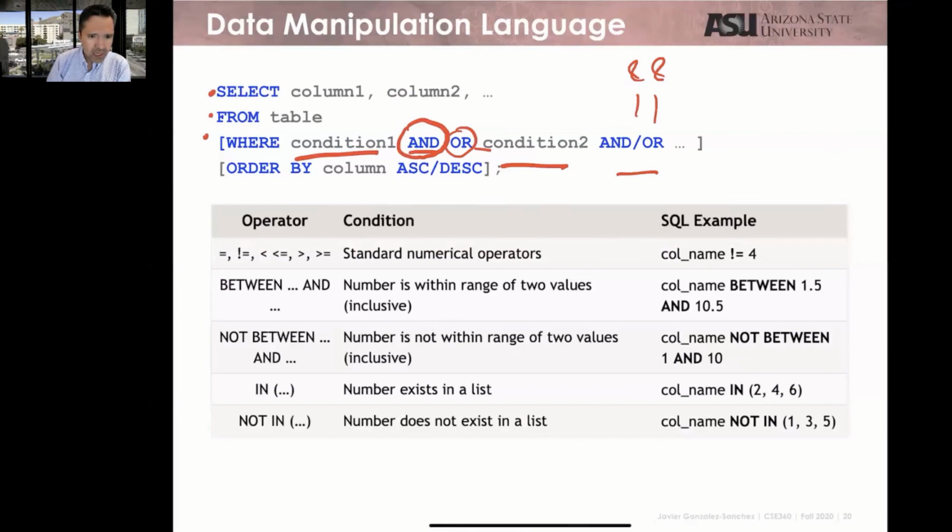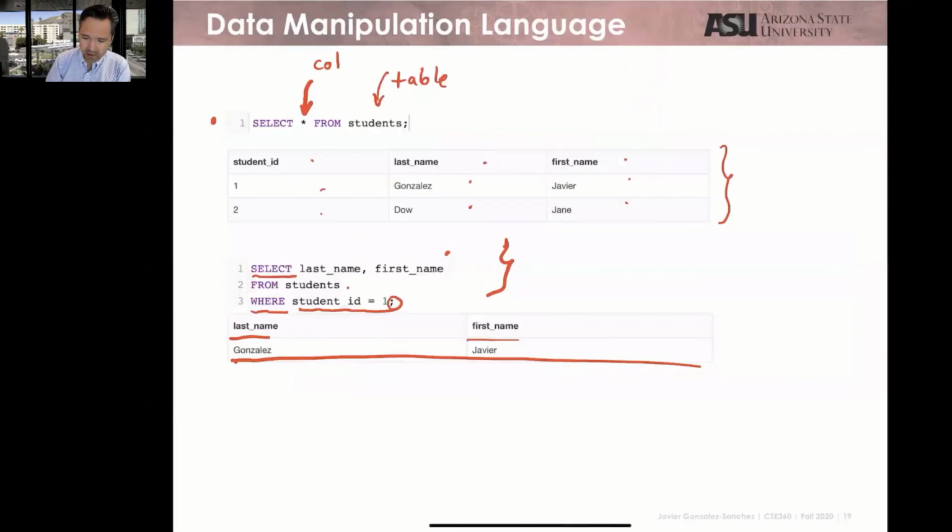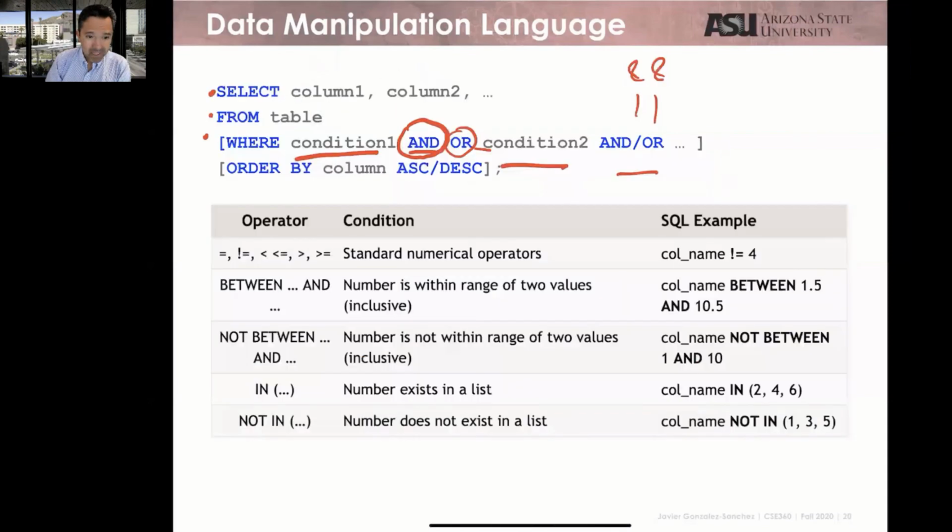Operators, I show you examples with this equal here, but as you can imagine, you can use the equal, different, greater than, lower than, and so on. The relational operators are available. Moreover, you have available this between, like student ID between 1 and 5. So it's going to give me all the students that have this ID between 1 and 5, something like that.